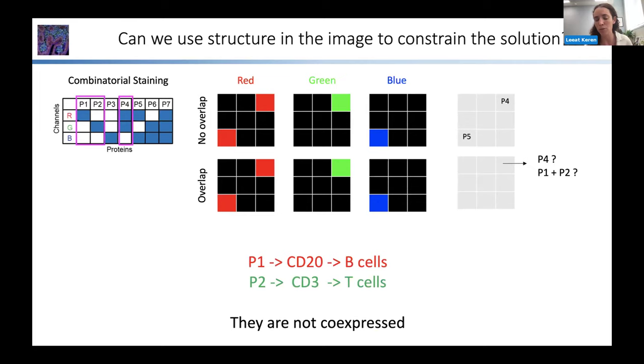So what information? For example, I tell you that protein 1, I now give it a name. It's CD20 and it's expressed in B cells. Protein 2 is CD3 and it's expressed in T cells. And the two should not be co-expressed. Okay, so this is prior knowledge that I have about the system. So now if I go back to my image, I can say, okay, so for this pixel, this solution of having protein 1 and protein 2 together is highly improbable. And so probably what I'm seeing here is staining for protein 4.